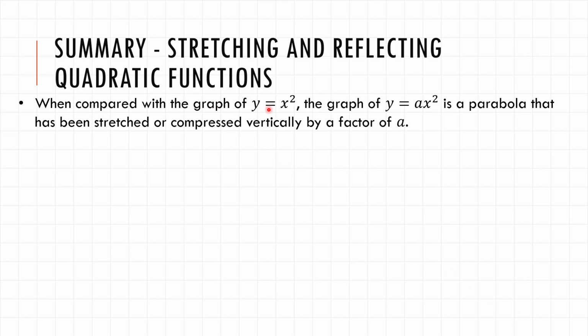When compared with the graph of y equals x squared, the graph of y equals ax squared is a parabola that has been stretched or compressed vertically, and this is how we use the verbiage here, stretched or compressed vertically by a factor of a. Factor because factor means you're multiplying, and of course this is a times x squared. So on a number line, I'm just going to put the value of a on the number line and let you know what it does depending on where it's placed.